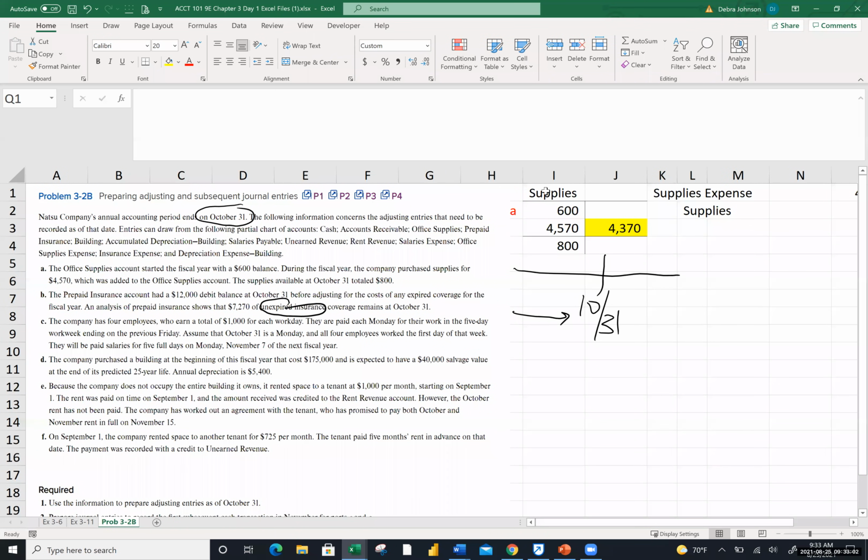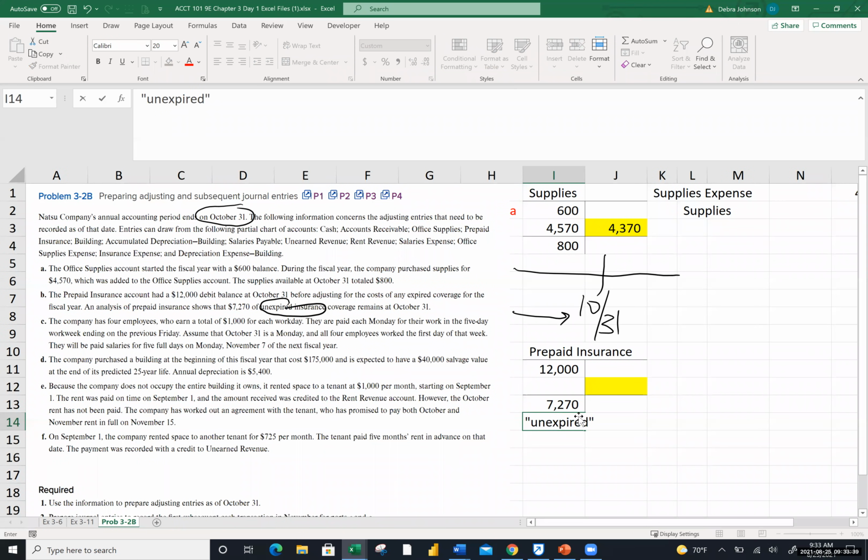So I'm going to make another T account. I'm going to take the supplies and just copy it down here for us to work on. And I'll get rid of the numbers and we'll make this one for a prepaid account. We'll put down what we know and we'll figure out what we don't. He said there was a starting balance of 12,000. I'm on letter B. He said that an analysis of the prepaid insurance shows 7270 of unexpired. I'm going to write that word down.